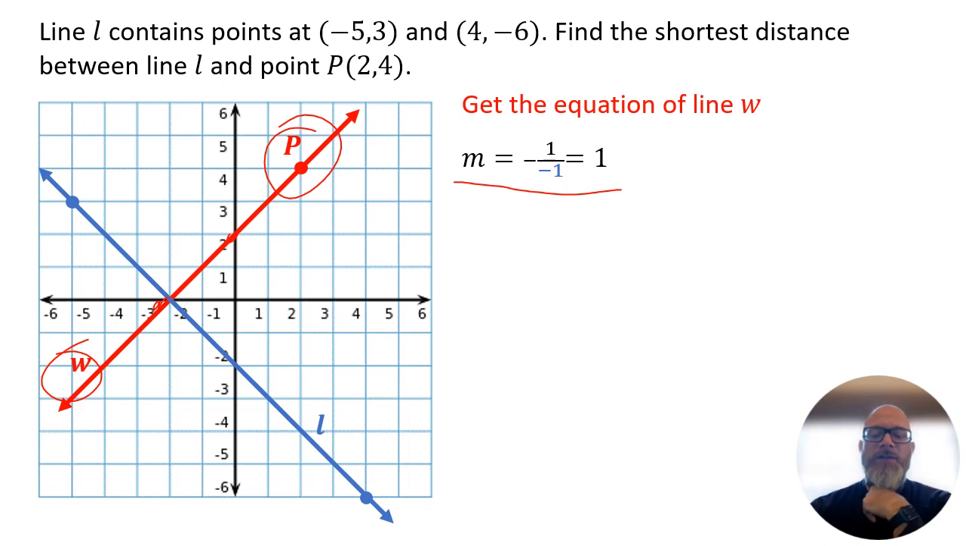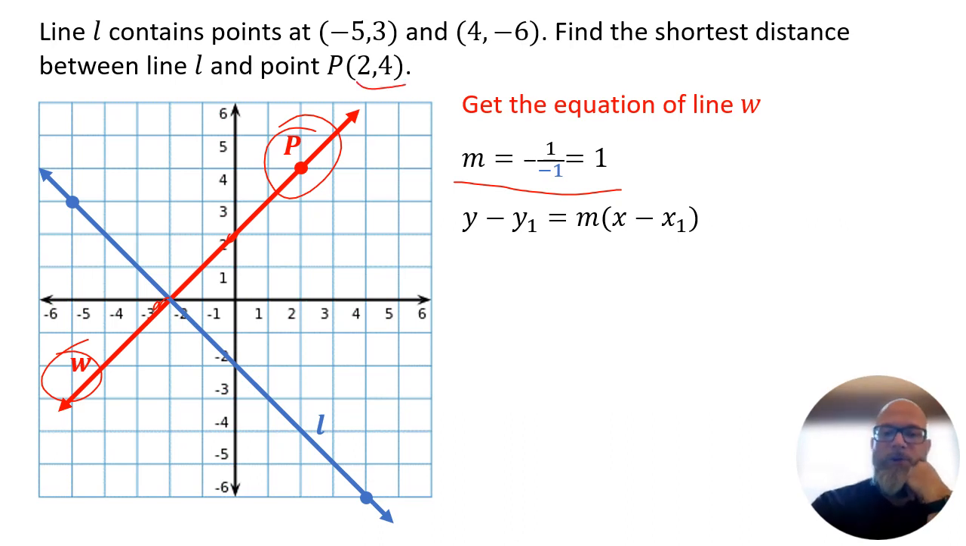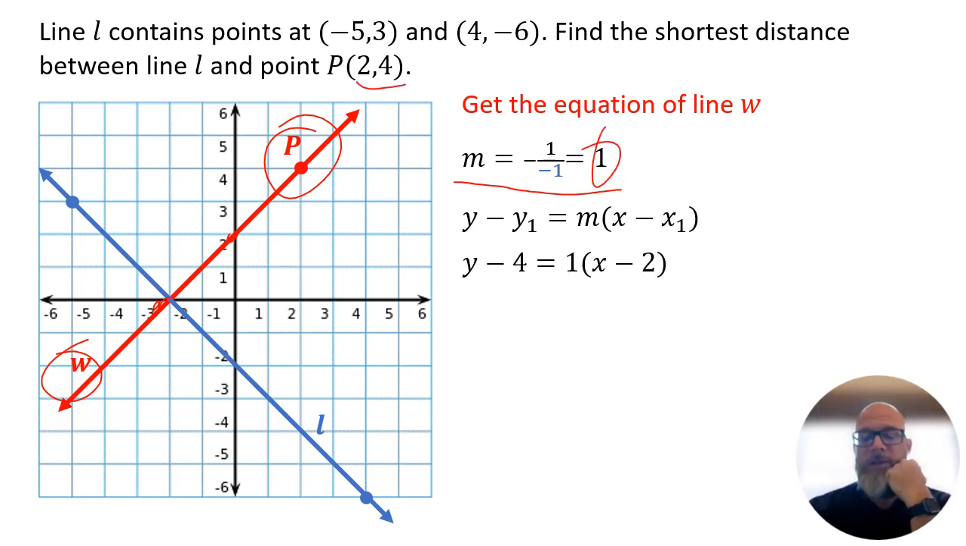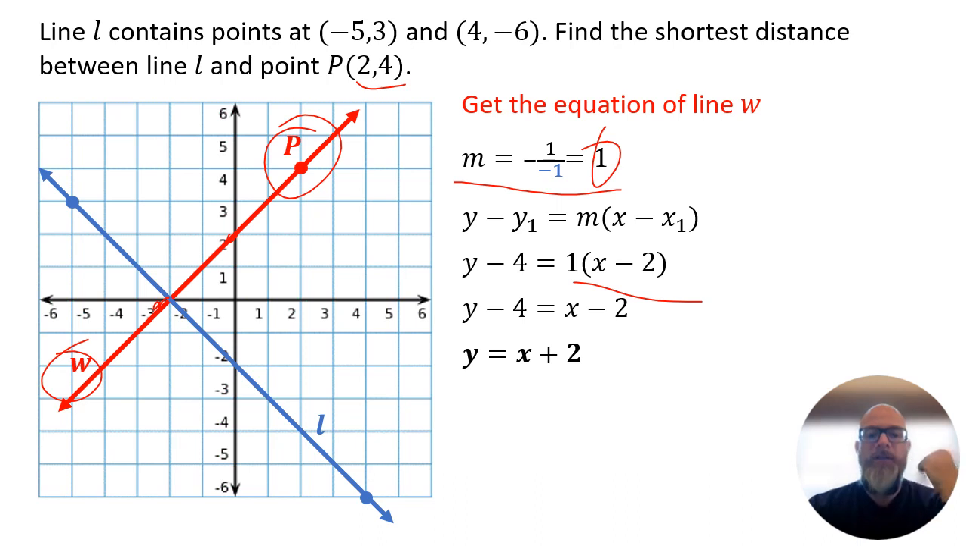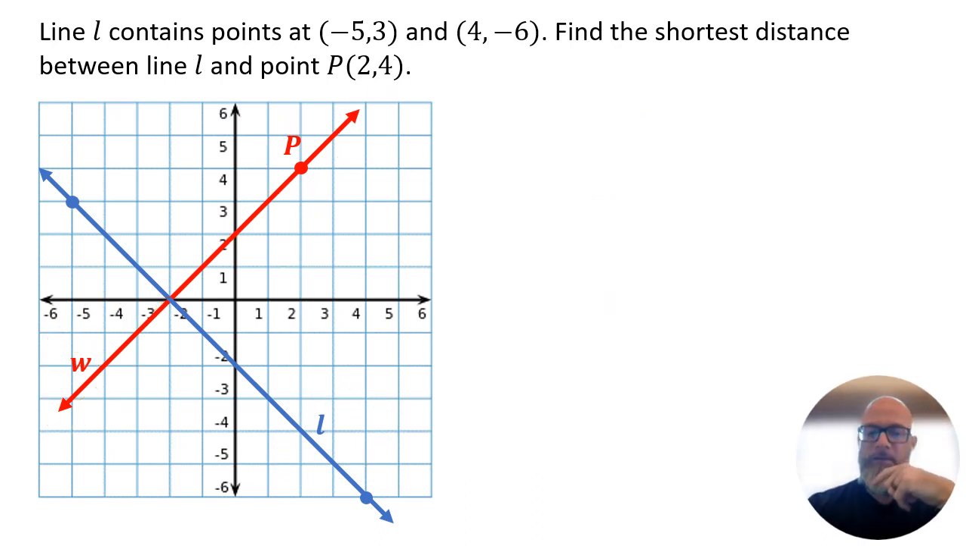Next part of step 2 is you get the point slope form of the linear equation. Again, you just use an ordered pair and a slope, fill in the information. Then you go to point slope by distributing the 1 and then bringing the 4 to the other side. Okay, what was step 1? Equation of line L. What was step 2? The equation of line W.